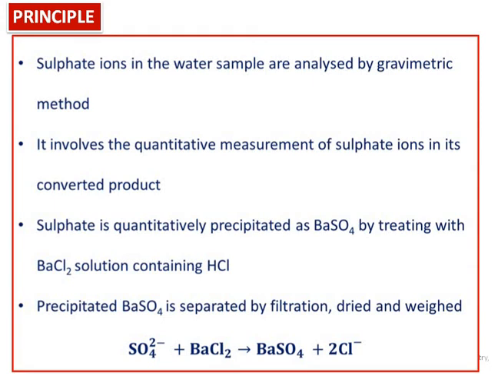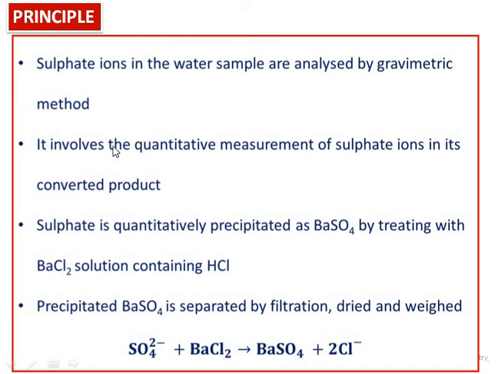So here, as I mentioned, the analyte is sulfate. The analyte in the sample is converted to some other product. Here, sulfate ions in the water sample are precipitated as barium sulfate, BaSO4, by treating with barium chloride containing HCl under acidic condition. Then the barium sulfate that is formed is filtered, dried and weighed exactly.